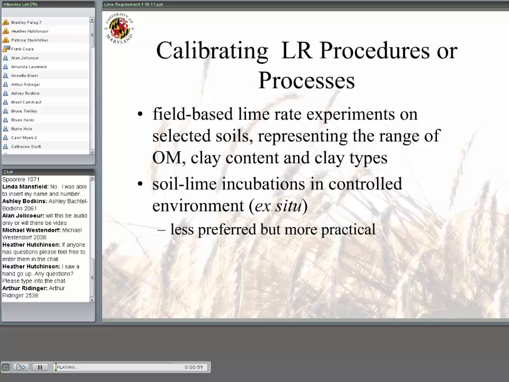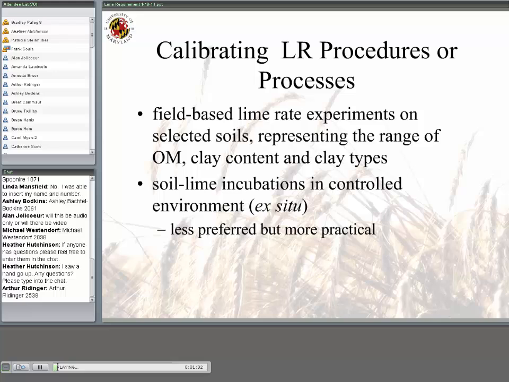And of course, like any soil test, a lime requirement procedure or process has to be ground truthed by experiments. Field-based lime experiments are preferred, they're the best, and one would want to do those on selected soils that represent the range of conditions that are out there in your state or the region you're trying to serve. They should span the range of organic matters that you encounter, clay content, clay types.